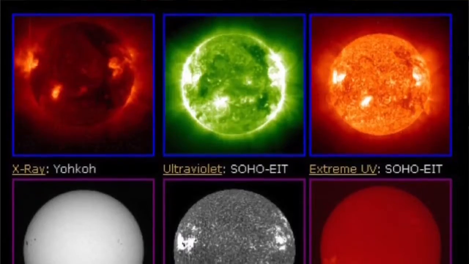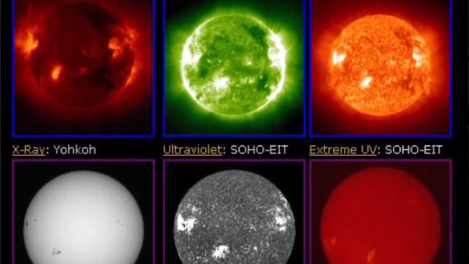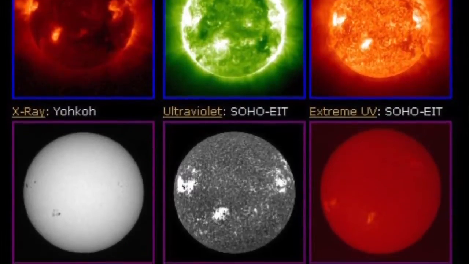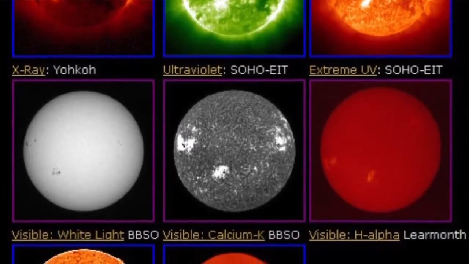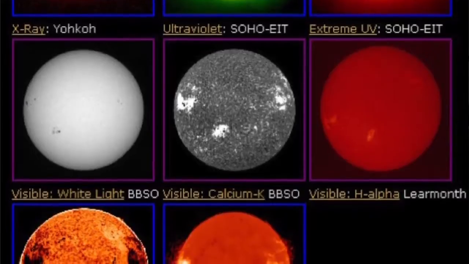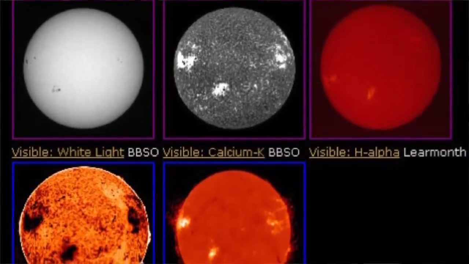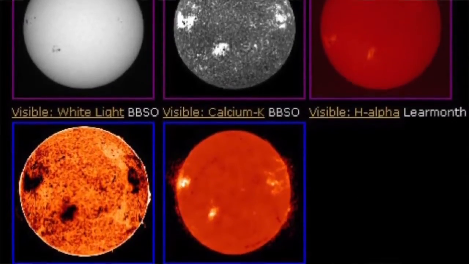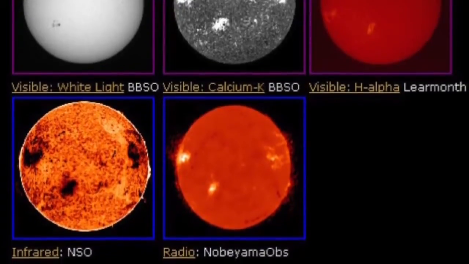As I said, we also use wavelengths we can't see with our eye, such as ultraviolet, infrared, radio, and X-rays. And this particular picture shows you examples of that. On the top, we have X-rays, ultraviolet, and another form of ultraviolet called extreme ultraviolet. The middle row is all visible, and the bottom row is longer wavelengths, infrared, and radio.